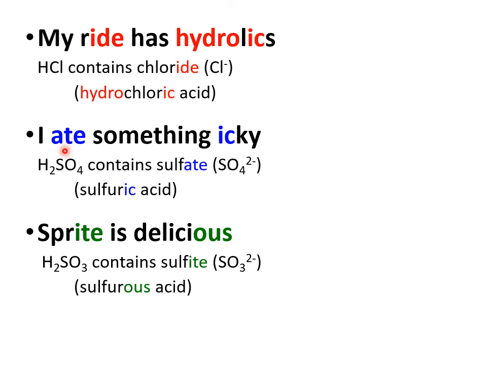If you remember, "I ate something icky," if the polyatomic ion ends in ate, then we put the suffix ic. Okay, so here we have H2SO4. It contains sulfate in it. This is sulfate, so it becomes sulfuric acid. And then if you remember, "Sprite is delicious," if the polyatomic ion attached to the hydrogen ends in ite, like sulfite, then we put the suffix ous, acid, so sulfurous acid.